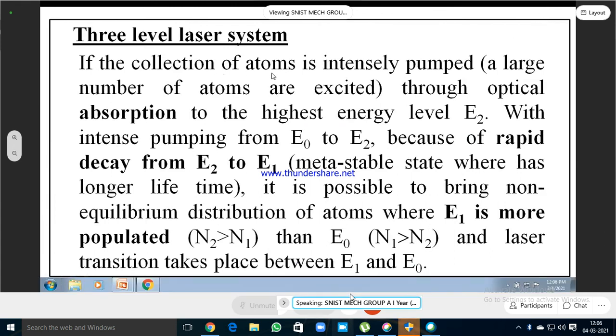If the collection of atoms is intensely pumped, a large number of atoms are excited through optical absorption to the highest energy level E2. By the pumping mechanism, because atoms are in the ground state basically, a large number of atoms are excited due to the optical absorption process to the higher energy level E2.